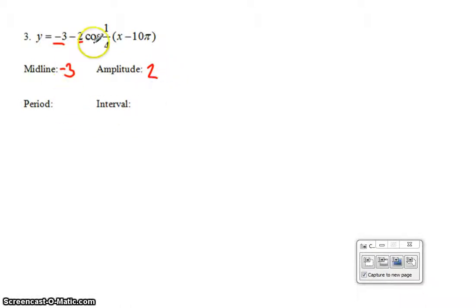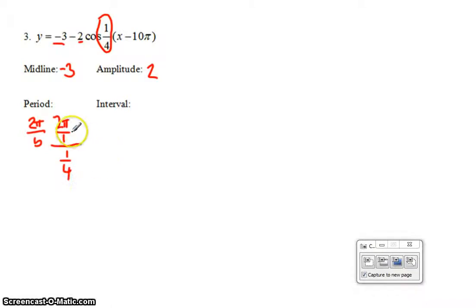Then my period. Again, this is not my period. However, it helps me find my period. So I have my equation 2 pi divided by B, and that will give you my period. So what I'm going to do is I'm going to have 2 pi over 1 divided by 1 over 4.